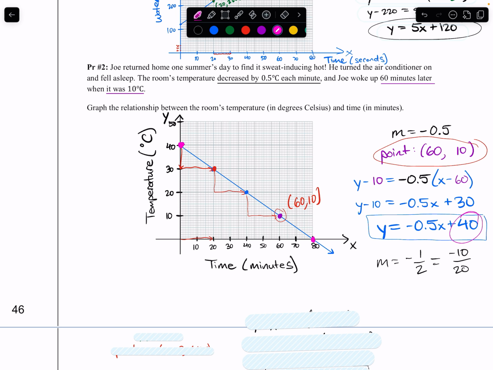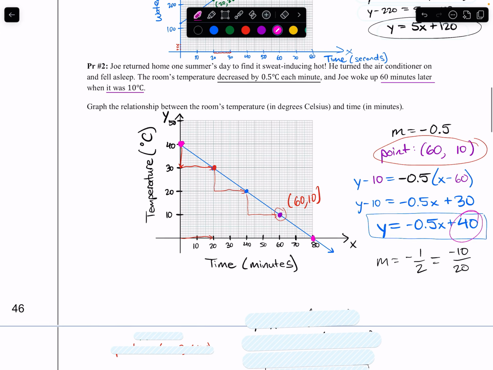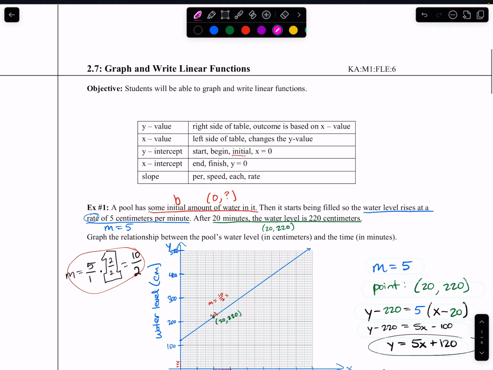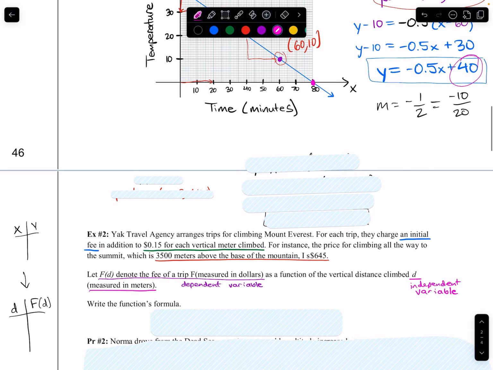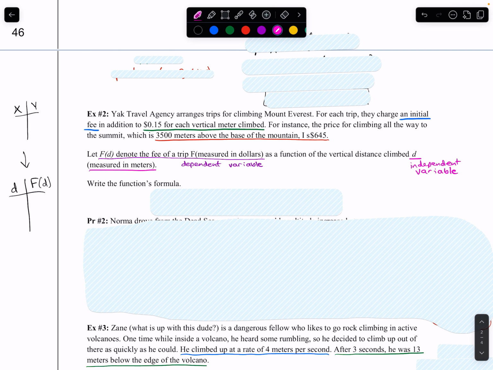Again, thank you for bearing with me. The graphs will look much nicer on Khan Academy. All right, so that's graphing linear functions. You might also need to just write a linear function. So here's some examples and practice problems of that.